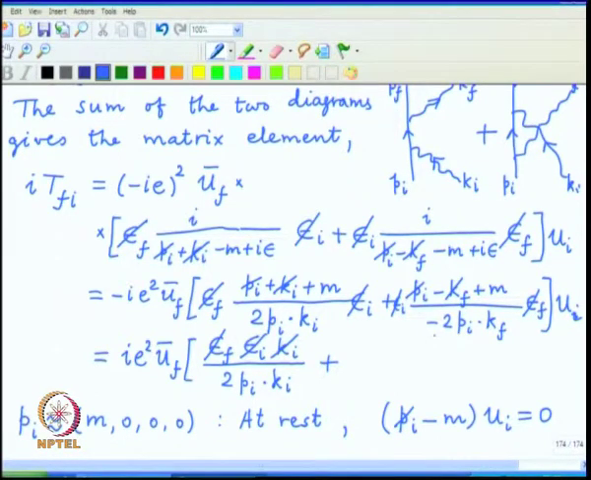There is a negative sign in the denominator, but that can be eaten up by the overall negative sign outside, and so the final result looks like the product divided by 2 p I dot k f, whole thing acting on u I.